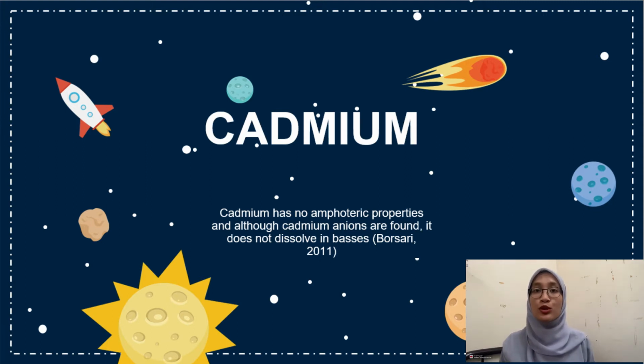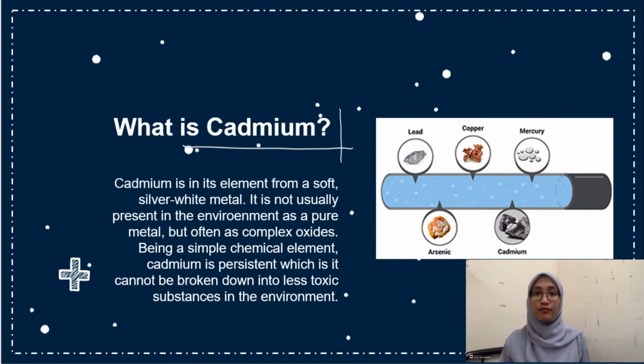So today I want to explain what is cadmium. Cadmium has no amphoteric properties, and although cadmium ions are found, it does not dissolve in bases. So, cadmium in its elemental form is a soft silver-white metal. It is not usually present in the environment as a pure metal, but most often as complex oxides, sulfides, and carbonates in zinc, lead, and copper.